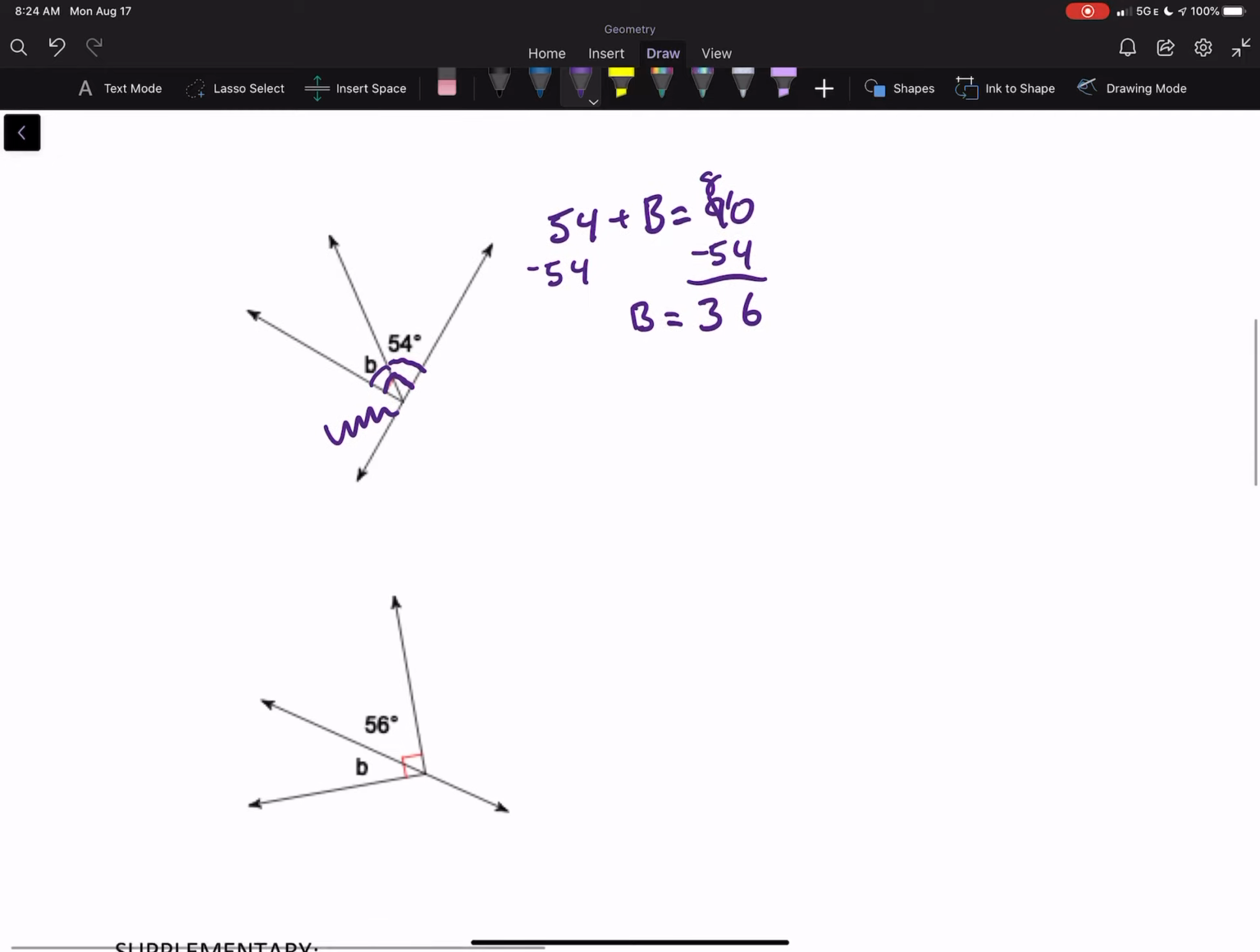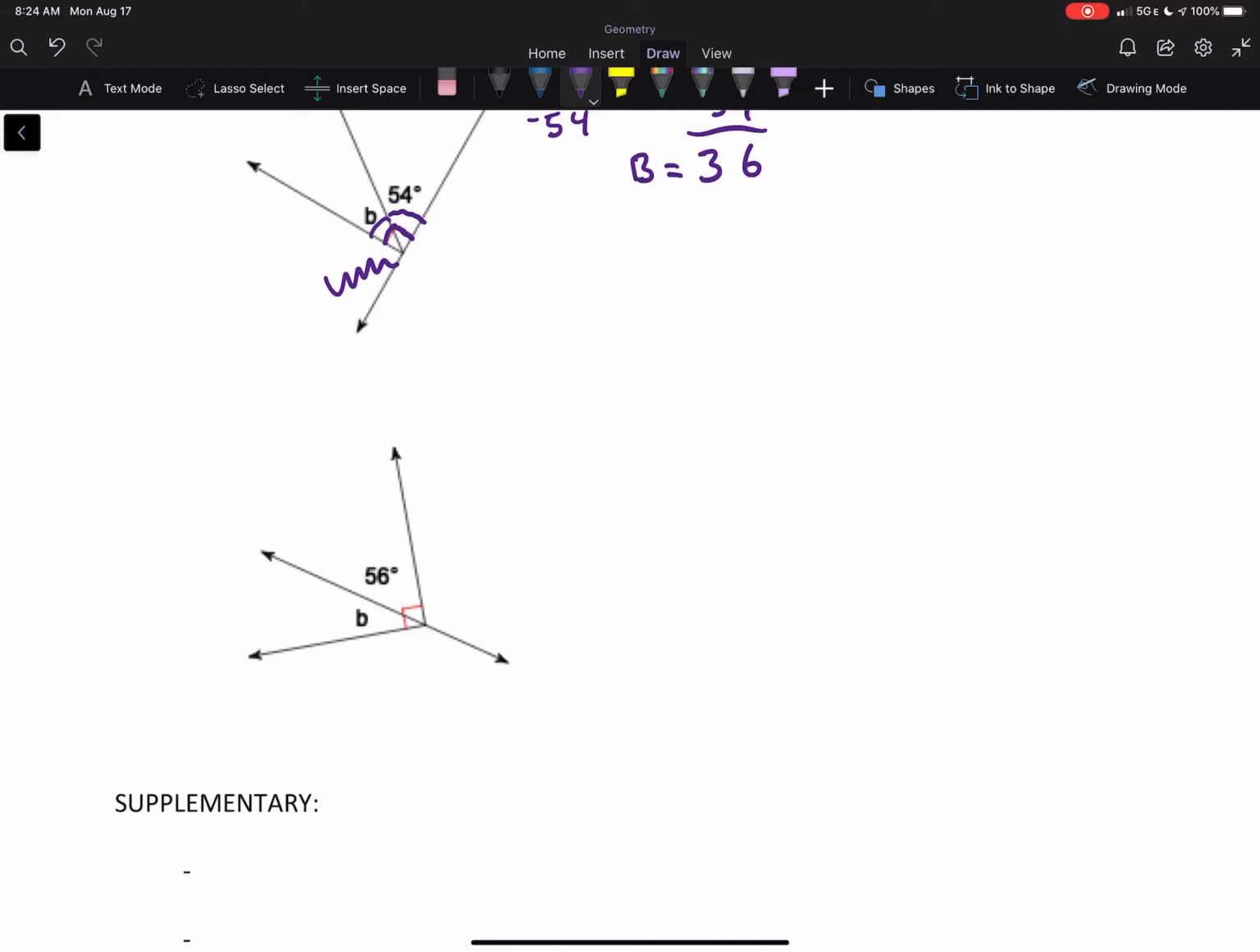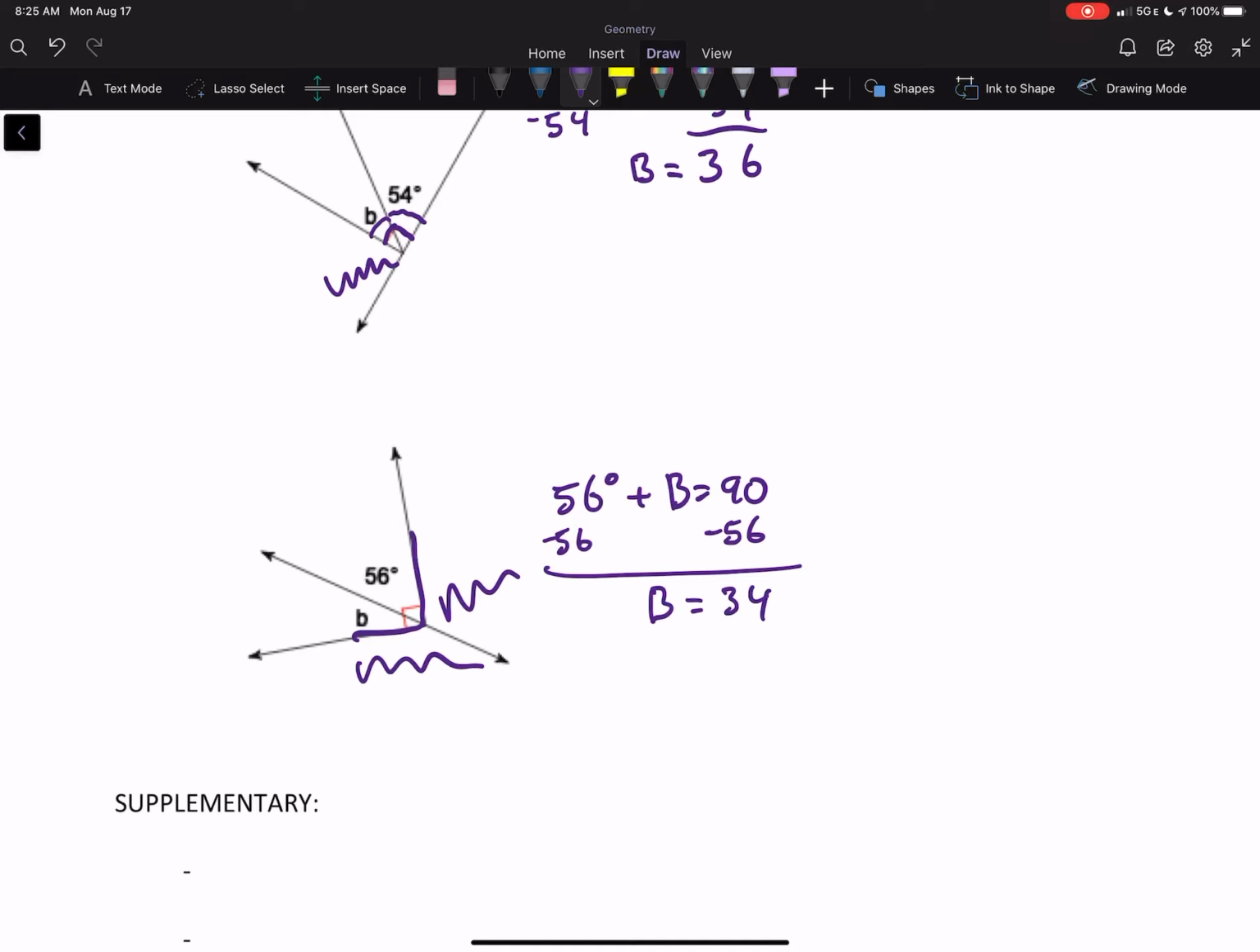Okay, so let's try one more. Since it's very similar, you could see the right angle there. So this part here doesn't matter, this part here doesn't matter. All we're looking for is the part that goes on this angle here. So we've got two angles. We've got 56 degrees plus B equals 90. So subtract 56 from both sides. We're left with B, and this is going to be 34. Okay, follow the same method as before. It's really close, actually, to the same problem. So that is complementary angles.